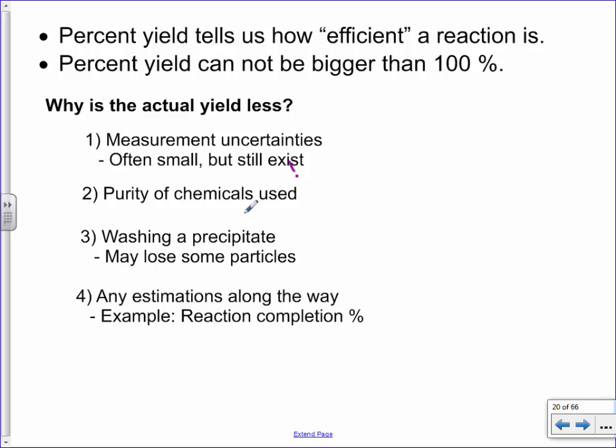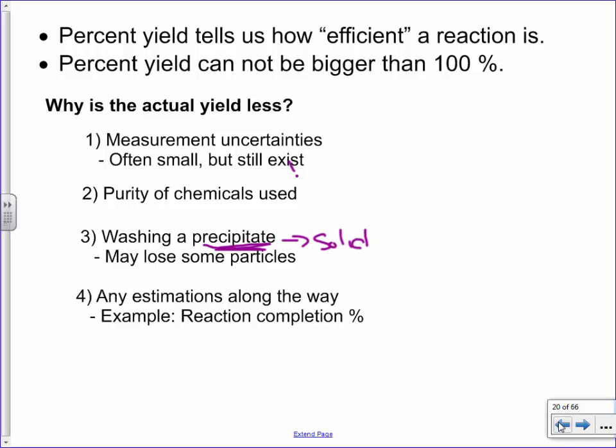Here's a second reason. Sometimes the chemicals that get used aren't 100% pure. Maybe they're only 98% pure. Cause your results to be off a bit. We haven't done this yet, but we will do in a lab one day. We might get a precipitate. Do you guys remember what a precipitate is? Good. Yeah, it's like a solid.